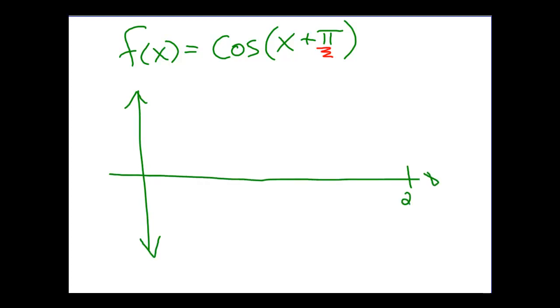So again, we're going to start with our traditional interval here, and we're going to begin by constructing the parent function here. So we'll just take a look at the cosine of x. The cosine of x will look something like this.